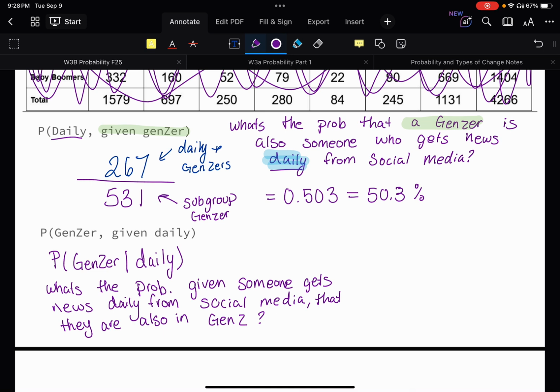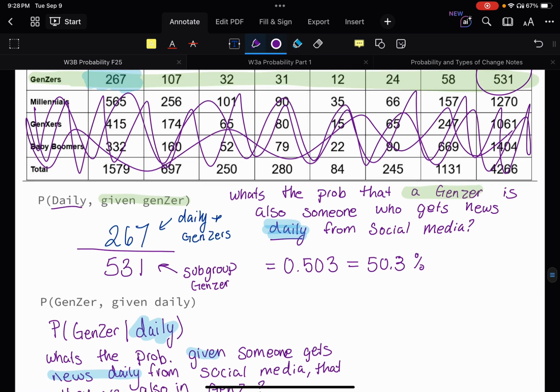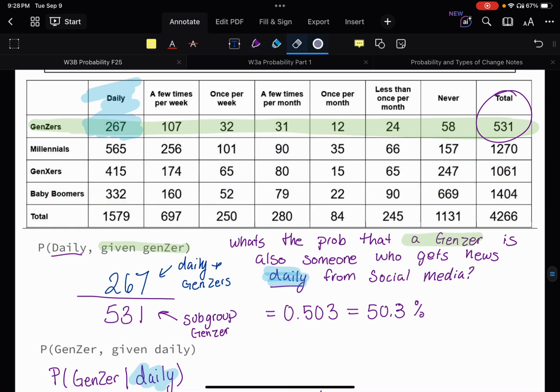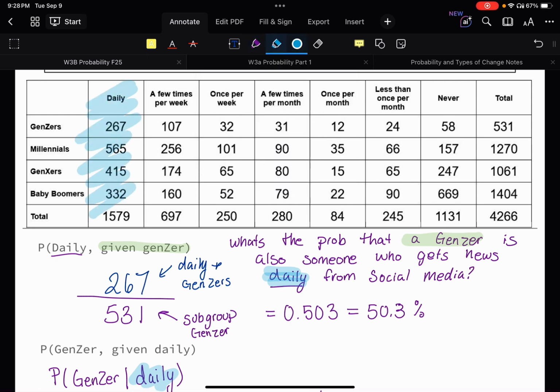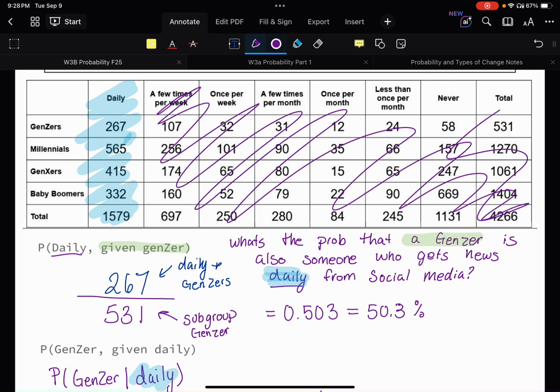So the given is that someone is a daily news watcher or gets their news daily from social media. What is the probability that they're also in Gen Z? So we've flipped around our subgroup. This time our subgroup is that daily because we got the given, the daily. And so now I need to erase my whole table. I have a different total. My daily is what I care about now. And I could cross off the rest of this. I don't care about the rest of this table.